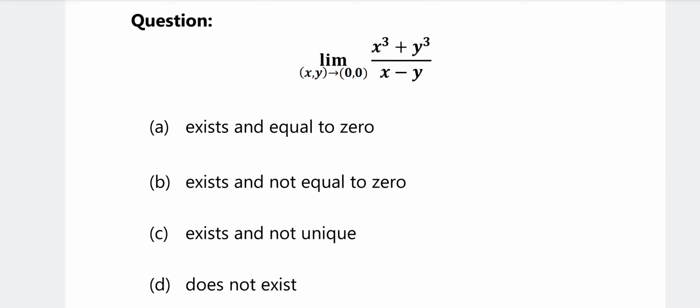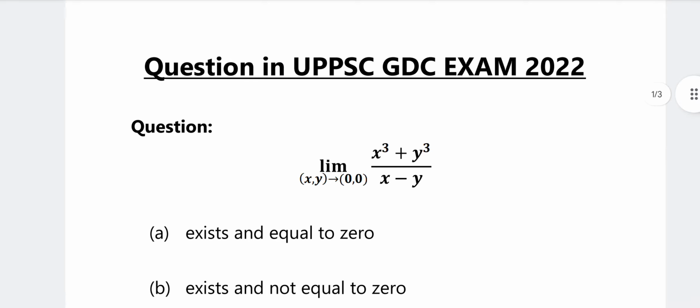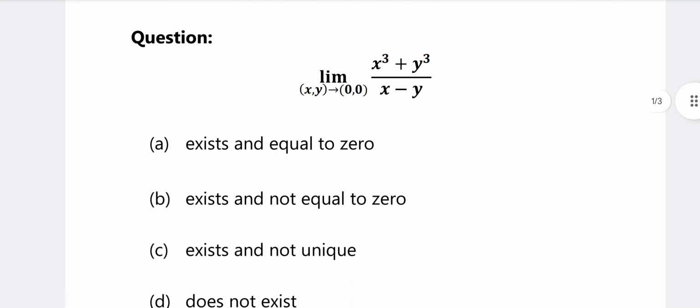This question was asked in the UPSC GDC exam 2022. The question looks simple, but in actual it is not simple. If you ask someone, first he will guess that the limit exists and is equal to 0, but in actual the limit does not exist. If you see option C, we know that in a metric space whenever a limit exists it is always unique, so option C can never be a true answer. We are going to solve this question, but option C is eliminated from our answers.